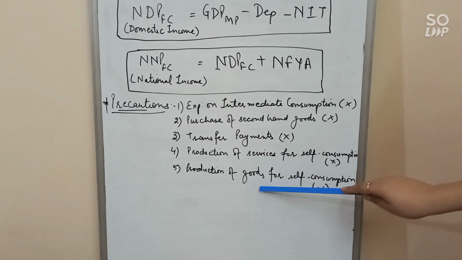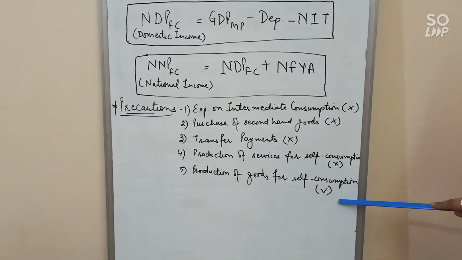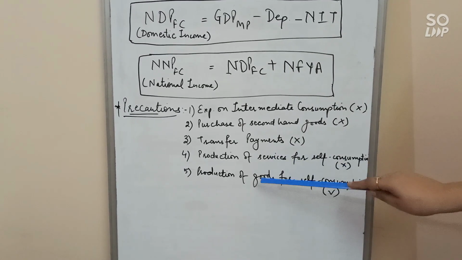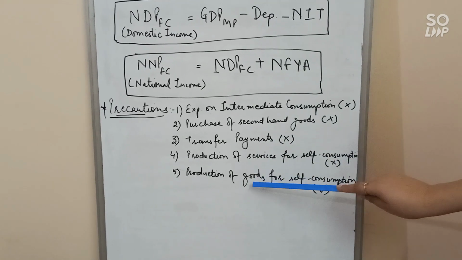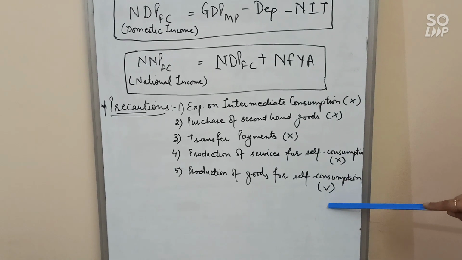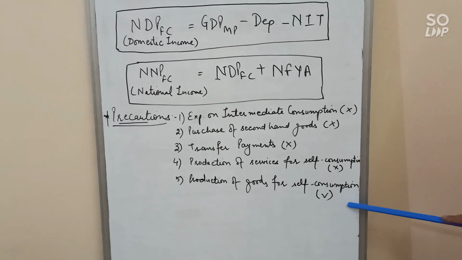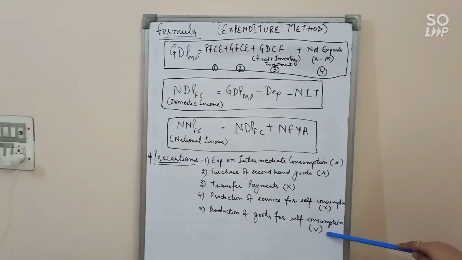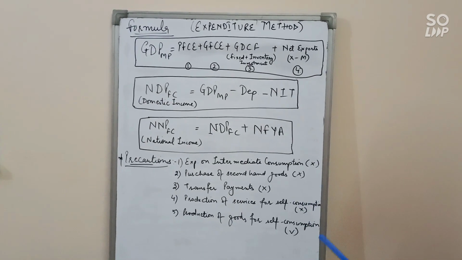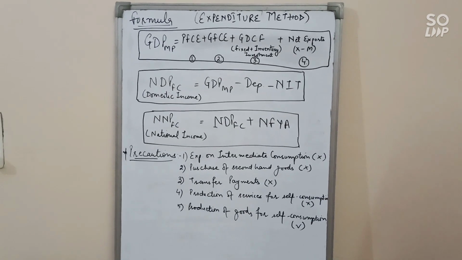Last is production of goods for self-consumption. It is a part of national income. So here we need to take care whether it is goods or services. Services for self-consumption are not a part of national income, but goods for self-consumption are a part of national income. So all these 5 points, we have used cross and tick as shortcuts. Cross means it is not a part of national income, and tick means it is a part of national income.